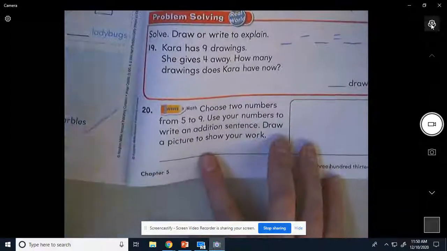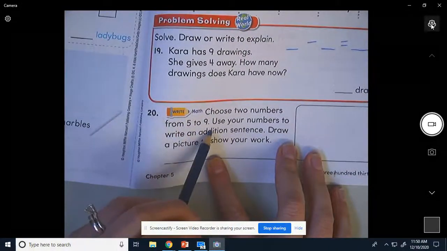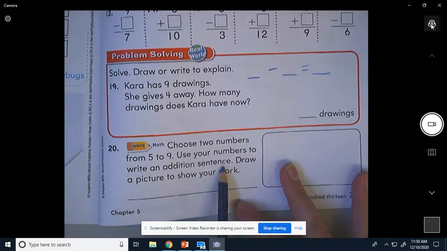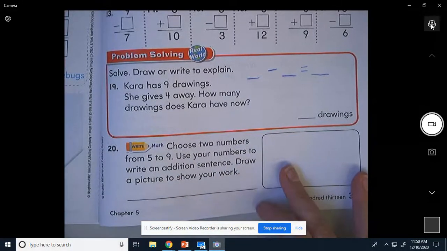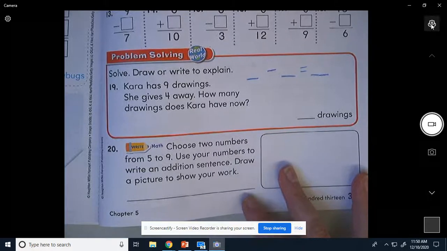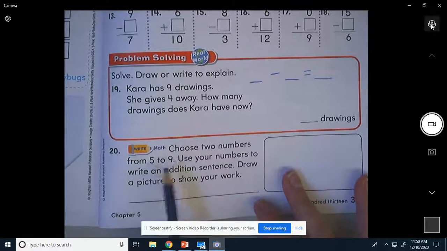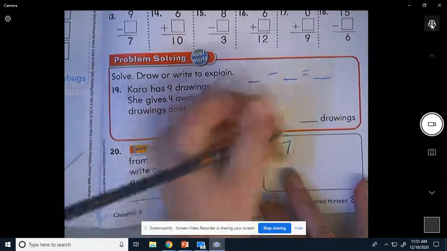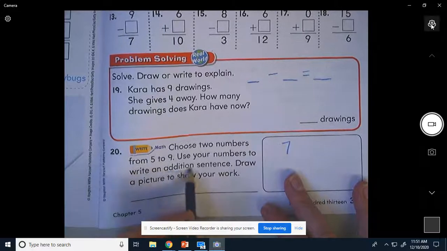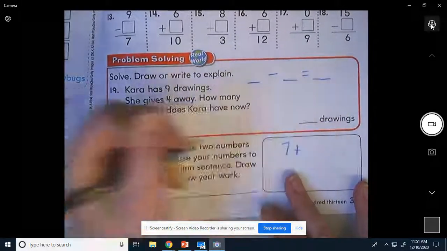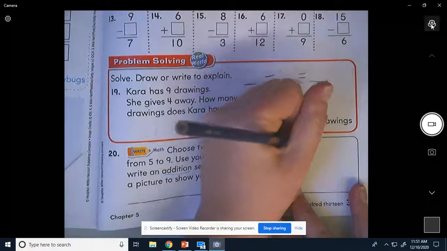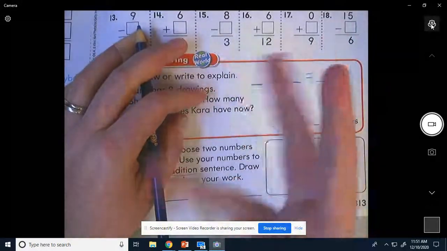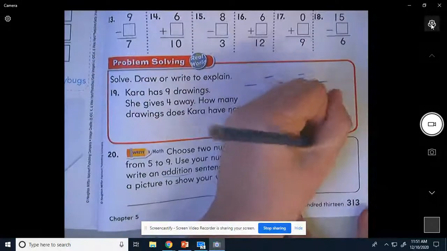Okay? Choose 2 numbers from 5 to 9. We're going to do this one together. Use your numbers to write an addition sentence. Draw a picture to show your work. So we're going to choose 2 numbers. They can be any numbers between 5 and 9. So I'm going to pick the number 7 because I like 7. And it's addition, 7 plus, and they have to be between 5 and 9. I'm going to do 7 plus 5 equals 7, 8, 9, 10, 11, 12.